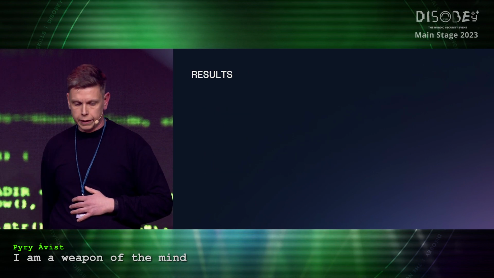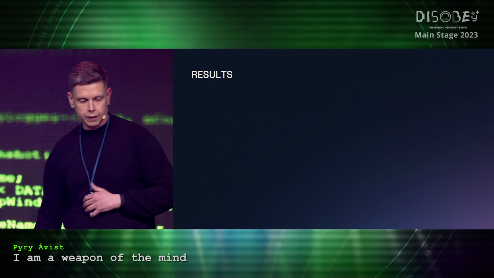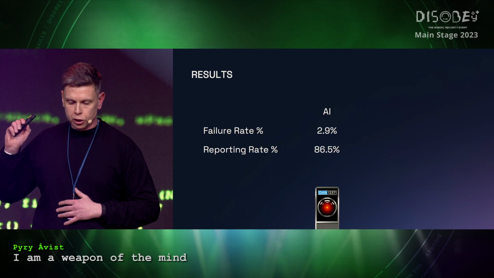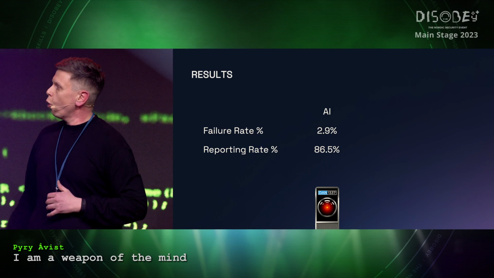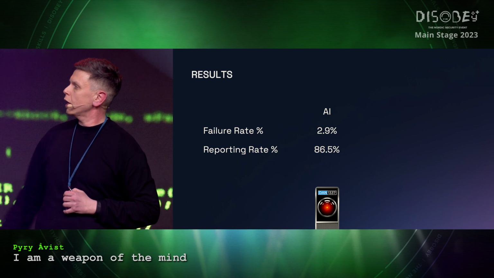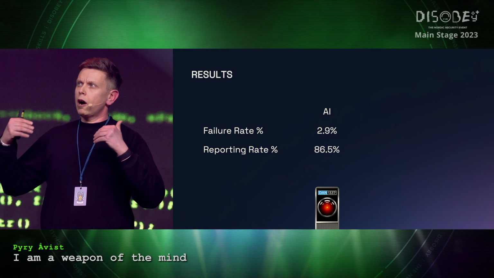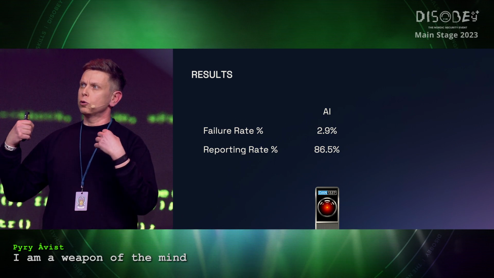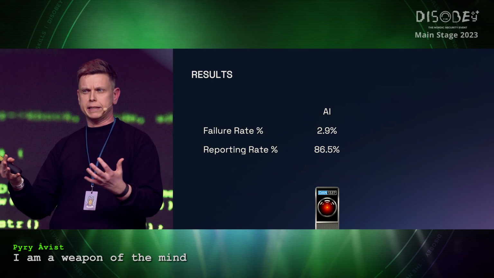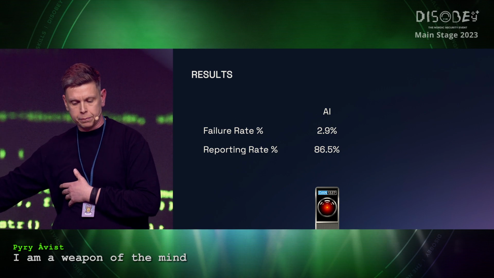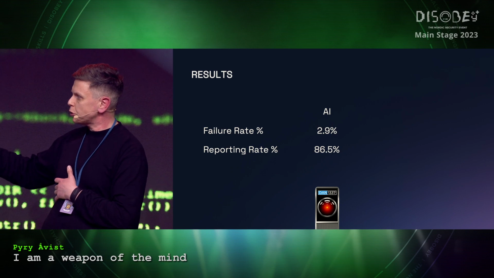So then, results. I'm not sure if I can get a drum roll here, but first let's look at the AI. The AI, on average, over all of those simulations, achieved a failure rate of 2.9%. So out of 1,000 users we sent the attack to, close to 3% clicked the link and converted to the next phase. And we had a reporting rate of 86.5%.